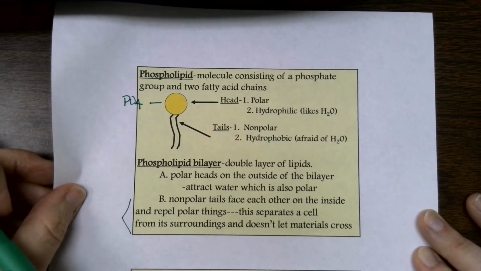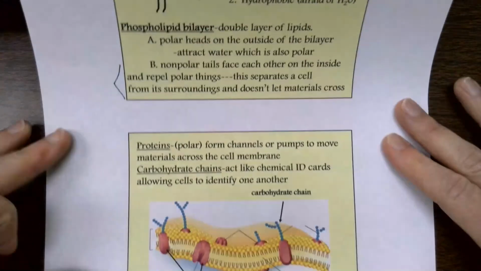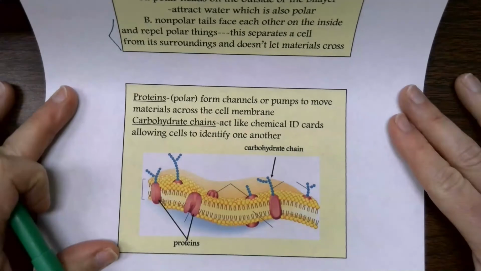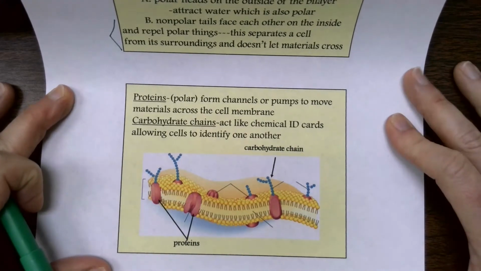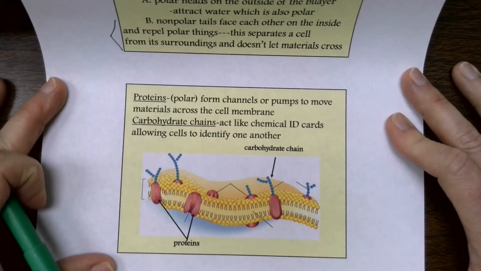The heads are not. Then there are proteins in the membrane, which on the fluid mosaic model worksheet, you saw that there are different types of proteins. They form channels or pumps and receptors, and they move materials across the membrane. We'll deal with that in a little bit more detail with a couple of specific things. We're going to focus on some other things, though, as far as just how materials move across the membrane in more detail. Carbohydrate chains are chemical identification cards, and they let cells identify each other.